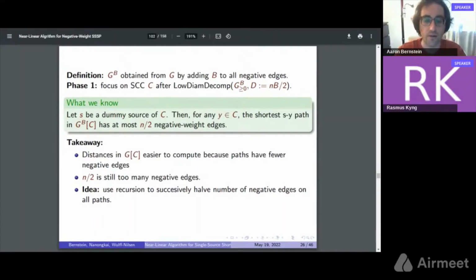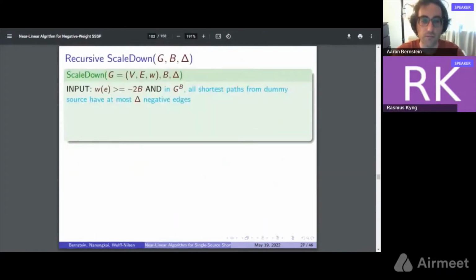So now I have to introduce basically the last change to our framework, which is that the whole thing is actually recursive. So let's go back to the algorithm scale down. And now we're going to introduce a recursive version where delta is going to basically be the parameter that keeps track of progress inside the recursion.